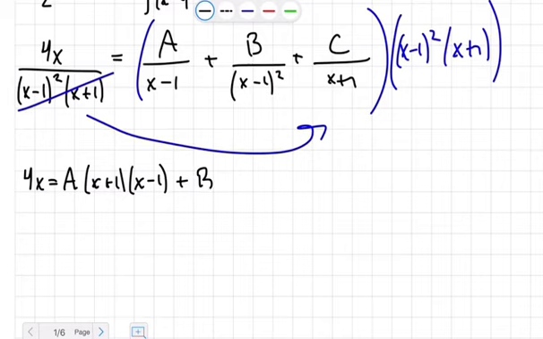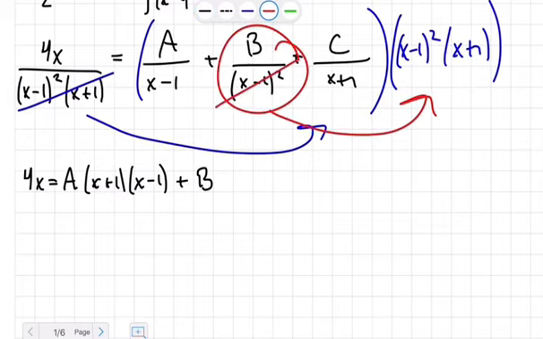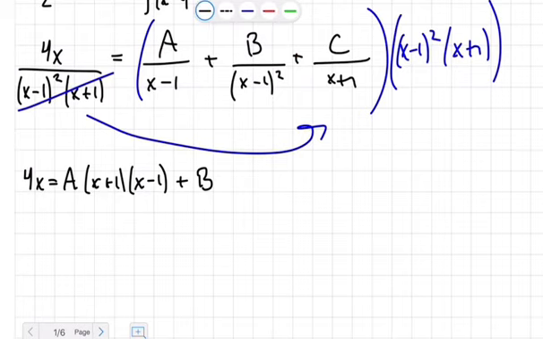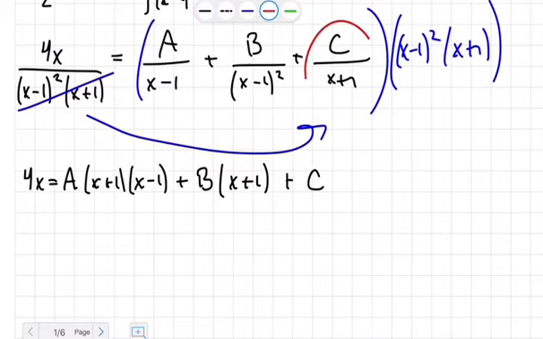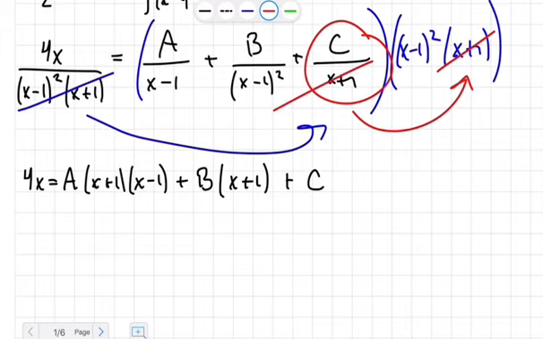We do the same thing with b. So we take this term, multiply it out, except now this x minus 1 squared term will cancel completely with the x minus 1 squared term, and that's going to leave us with just b multiplied by x plus 1. Let's look at c. So this term, we have the x plus 1 will cancel out entirely, and that's going to leave us with x minus 1 squared.